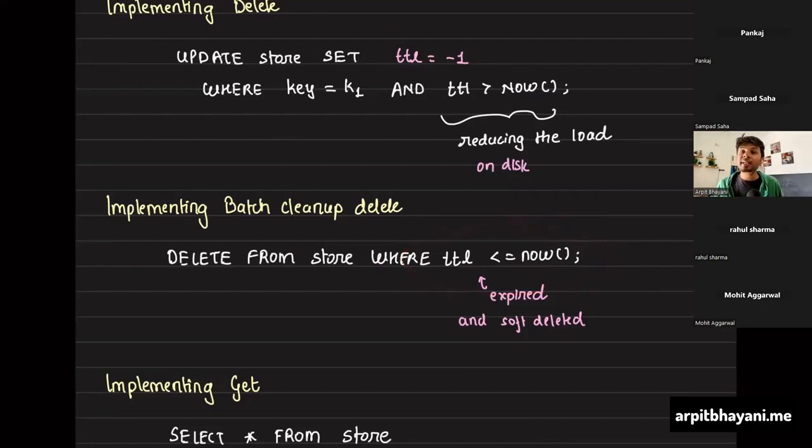What if TTL is not set for a key? Then the key is never expired. If a user specifically hard deletes a key, what would you do? You'll not do anything. Okay, in that case, we will have to set. That's what we said, right?